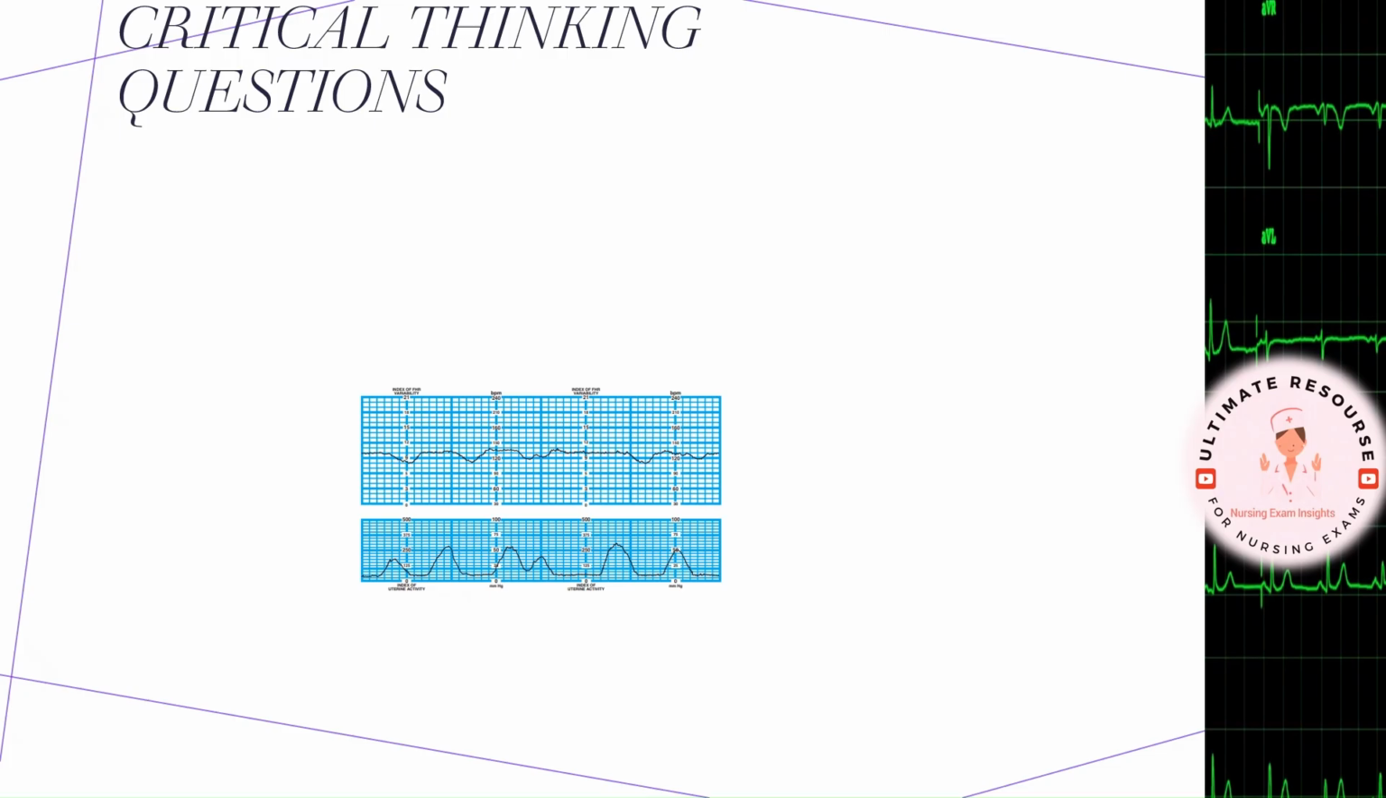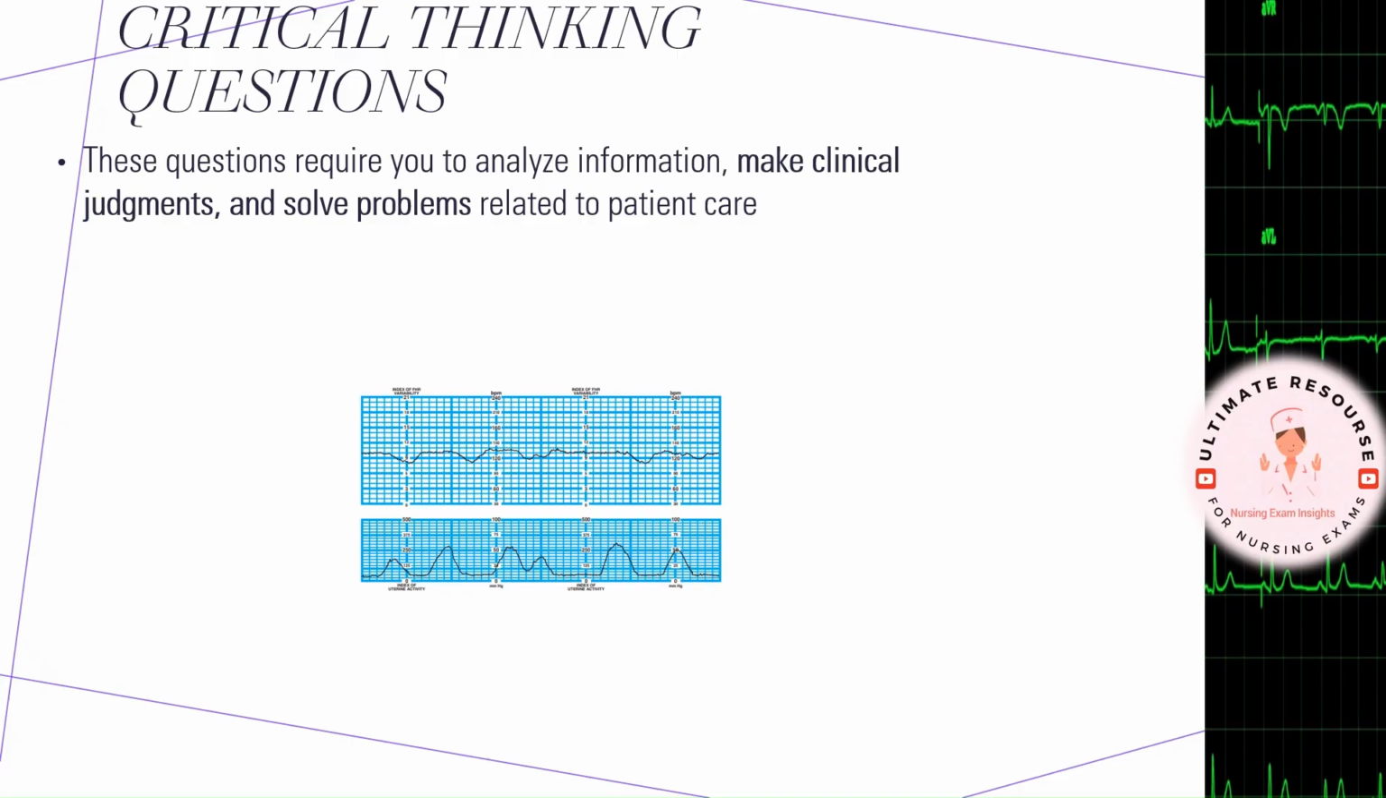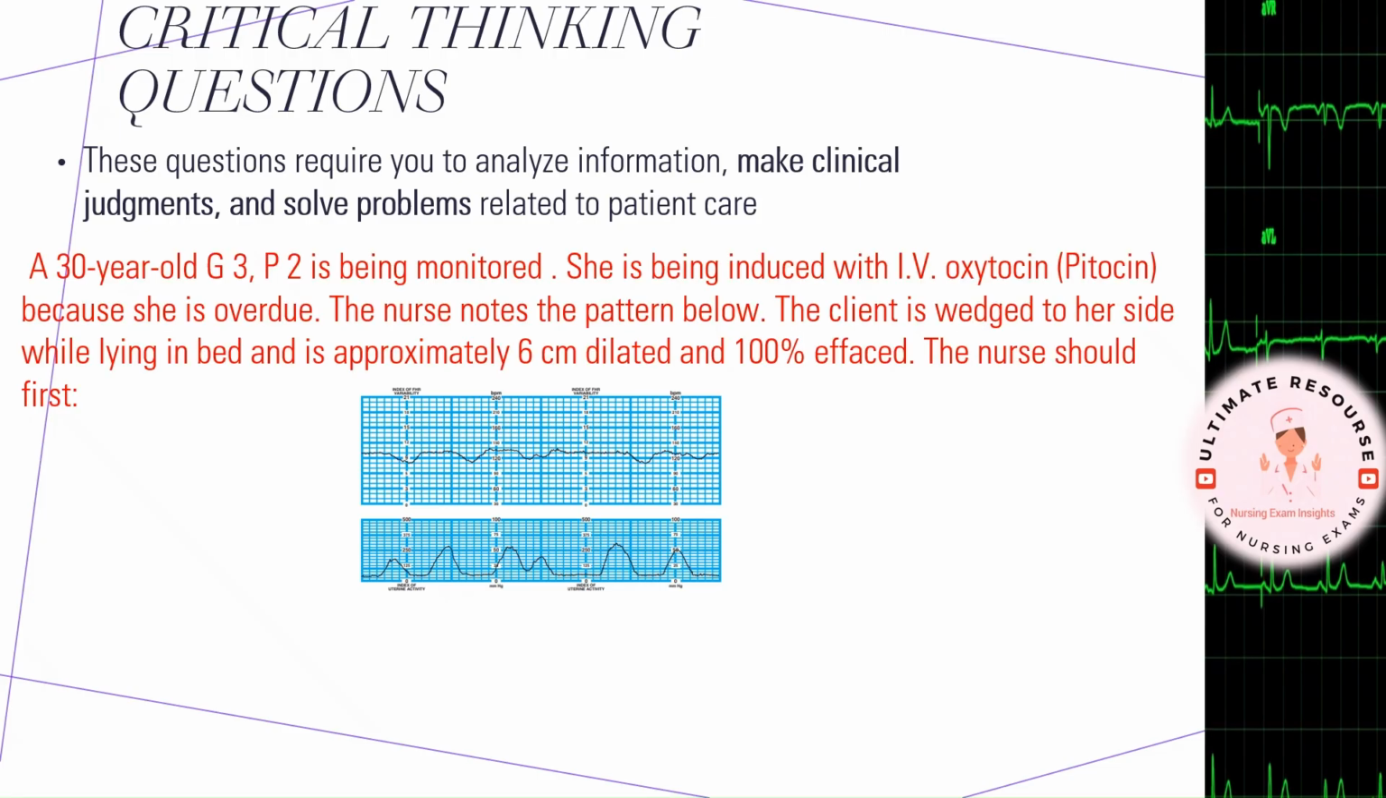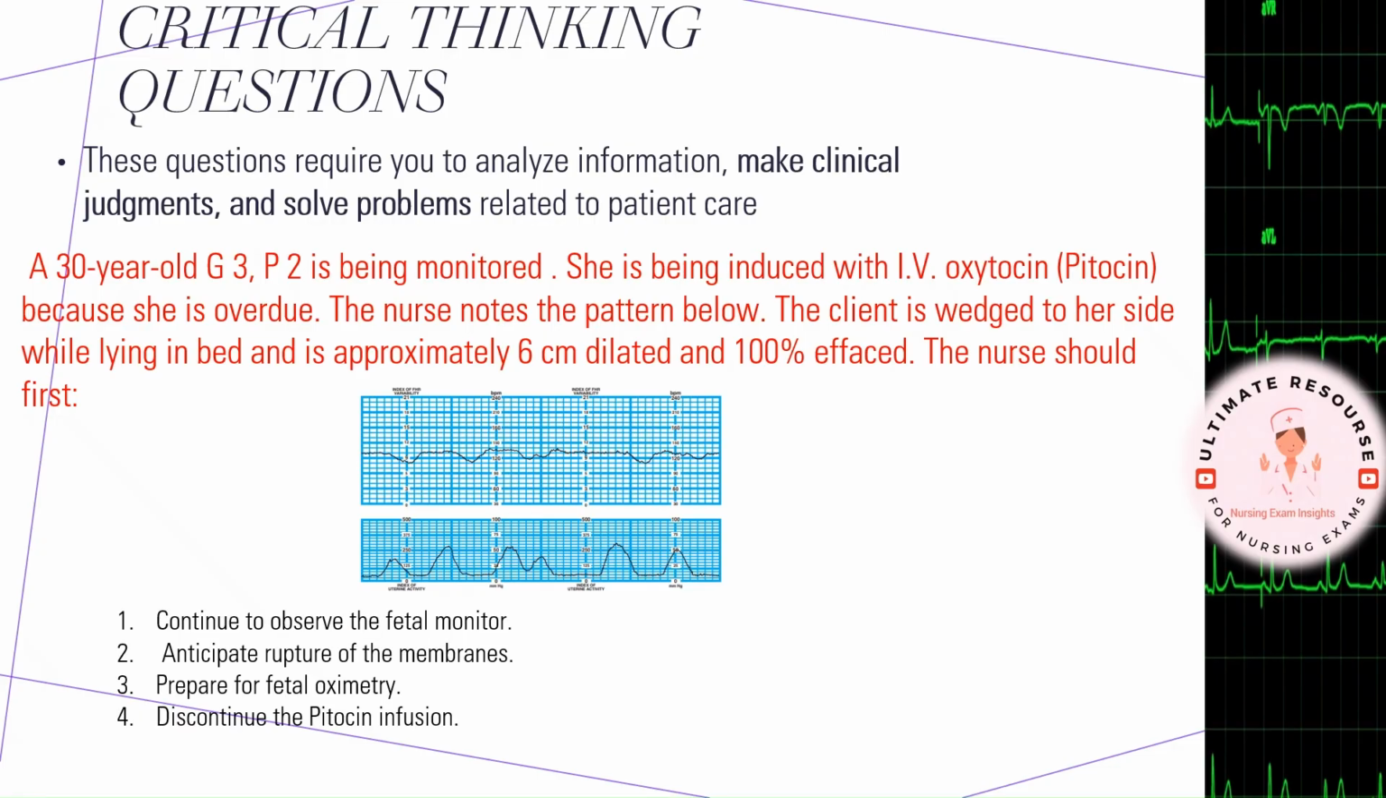Now, the critical thinking questions. These questions require you to analyze information, make clinical judgments, and solve problems related to patient care. Let's see an example. A 30-year-old Gravida 3 Para 2 is being monitored. She is being induced with IV oxytocin or pitocin because she is overdue. The nurse notes the pattern below. The client is wedged to her side while lying in bed and is approximately 6 centimeters dilated and 100% effaced. The nurse should first: A. Continue to observe the fetal monitor, B. Anticipate rupture of the membrane, C. Prepare for fetal oximetry, D. Discontinue the pitocin infusion.